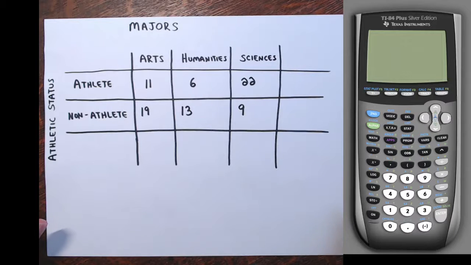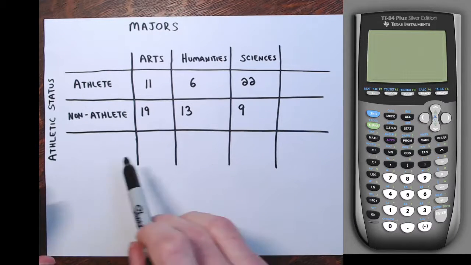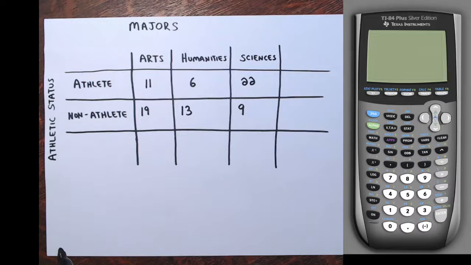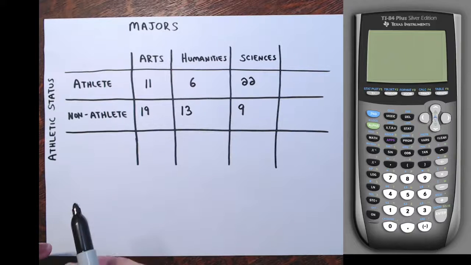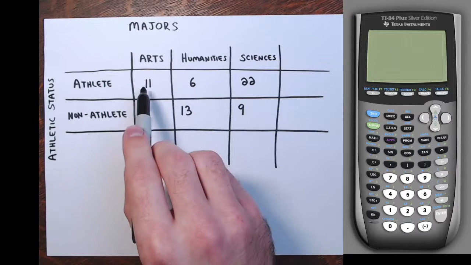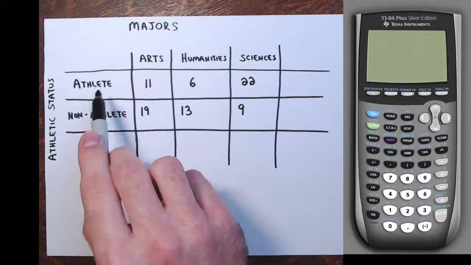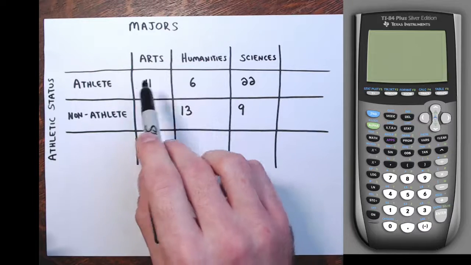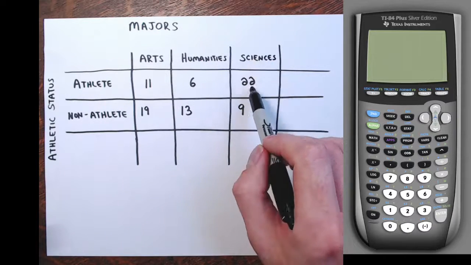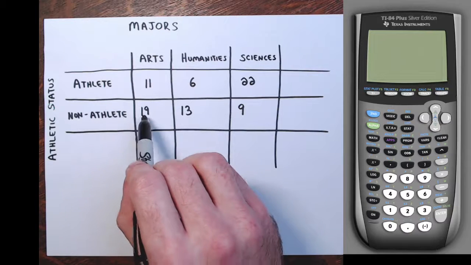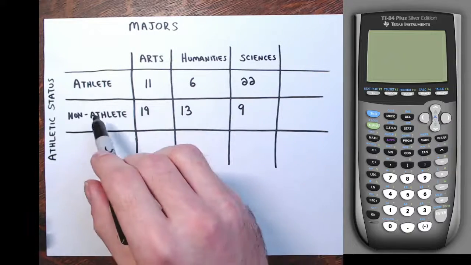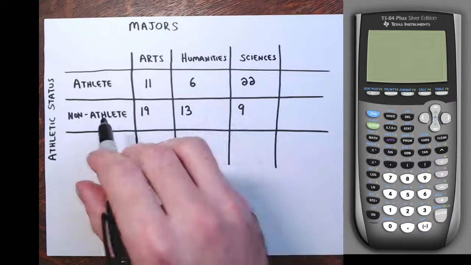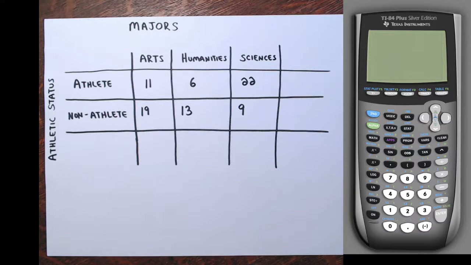So here's the table that was given to us. I don't have the totals in yet because the totals are not part of the heart of the table, the actual data, the observed values. For the students that were surveyed, 11 of them were arts majors and athletes, 6 were humanities majors and athletes, 22 were science majors and athletes, 19 of them were arts majors and non-athletes, 13 were humanities majors and non-athletes, and 9 of them were science majors and non-athletes.